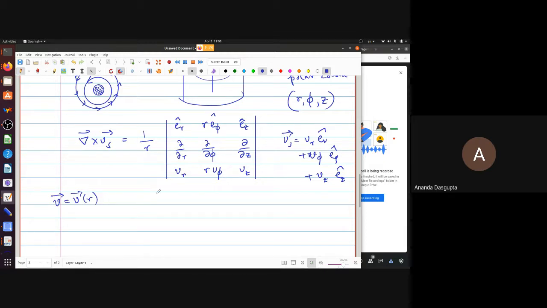So then, if you look at this, V depends only on R, not on phi, not on Z. So any term with del phi, del Z, you can simply ignore. Okay. So one term in the curl, the Ez term, what will that be? There's a 1 by R outside. Ez will have a del R of R V phi, right? There would of course also be a minus del phi of VR, but that term would be 0. Okay, right?